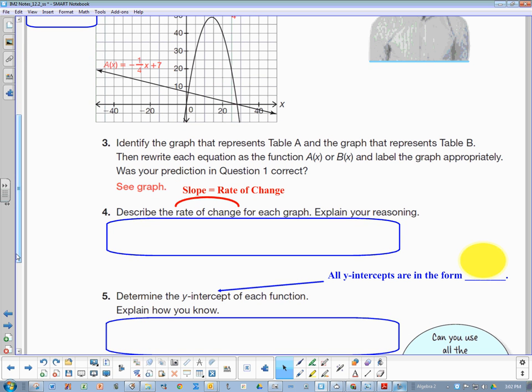Number 4, describe the rate of change for each. Well, let me do some highlighting here. Let's highlight this one yellow. That's the linear. The rate of change for that one is going to be constant. We could go ahead and figure all of this out, but it's going to be negative 1/4.